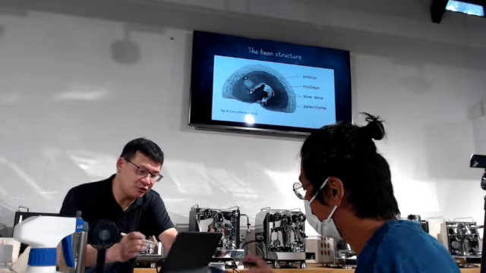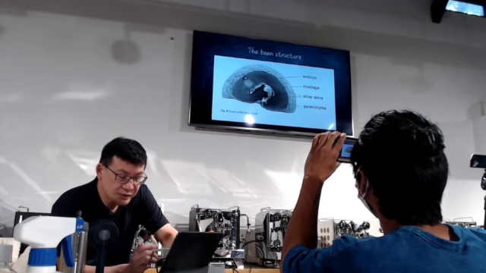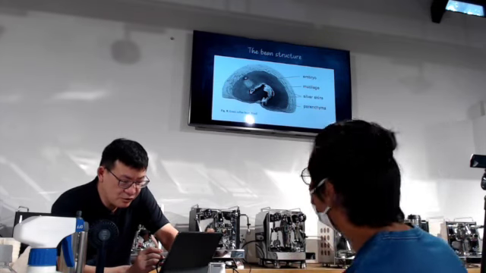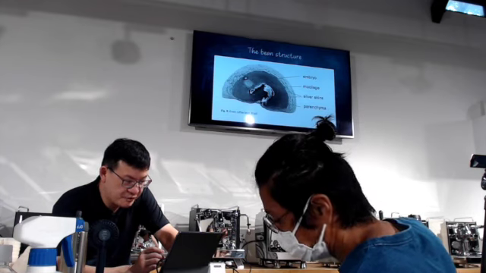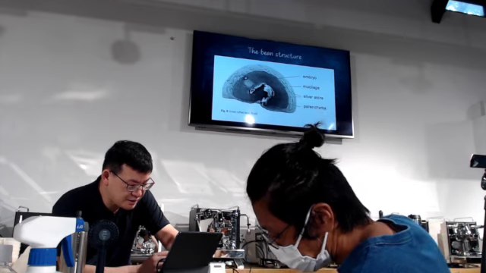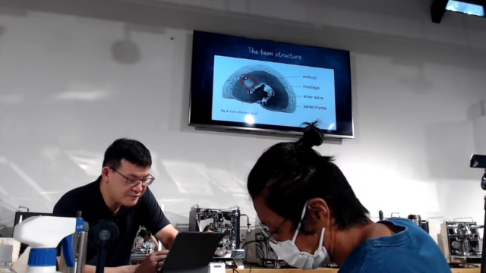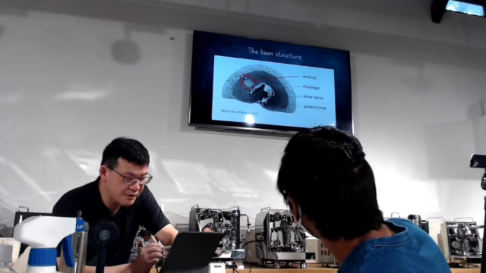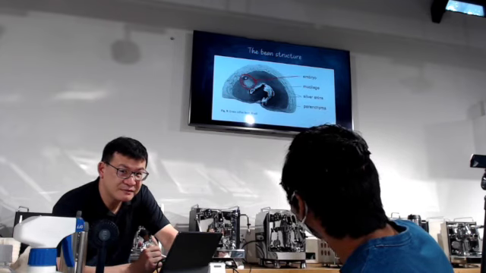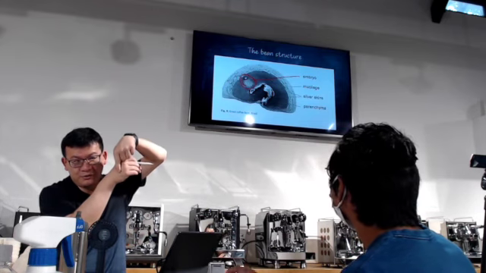Okay, now we can see this. This is the bean structure, right? The first thing you need to notice is about here. This is the embryo. This is where the roots come from.